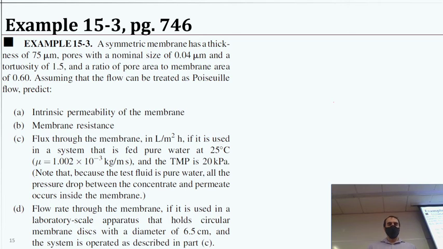Flow rate through the membrane. Predict the flow rate through the membrane if it is used in a laboratory scale apparatus that holds circular membrane discs with a diameter of 6.5 centimeters, and the system is operated as described in Part C. Okay, so go ahead and start thinking about that. I'm going to write up a few equations here, and then we'll see what we can work through in the next 15 minutes.